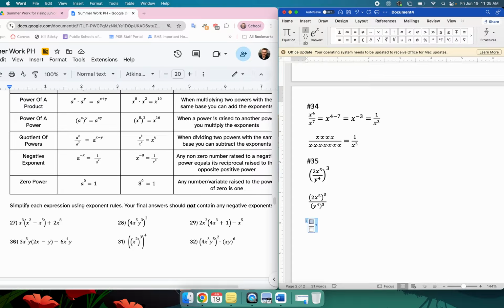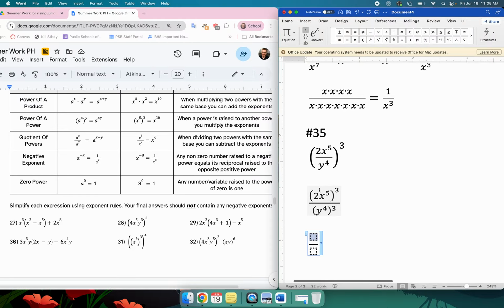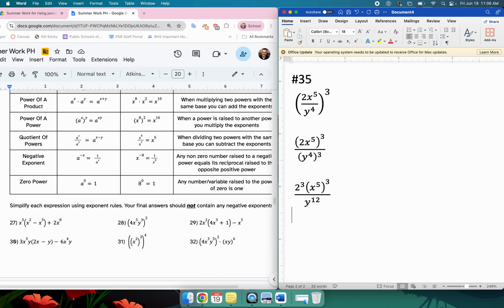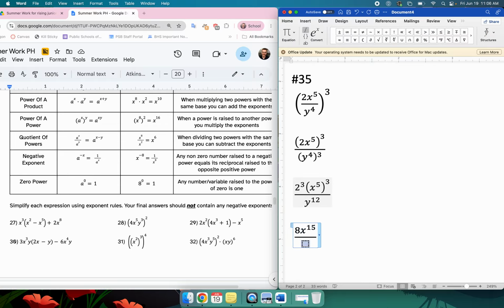Now, in that numerator, I have several things being multiplied, 2 and x to the 5th, all cubed. You're going to cube both of those things. So it's 2 cubed, x to the 5th cubed. The denominator is a simpler situation. You have a power of a power. In that situation, you multiply. That's y to the 12th. In the numerator, 2 to the 3rd is 8, and then x to the 5th to the 3rd, you multiply those exponents. That's x to the 15th. So 8x to the 15th over y to the 12th, and that's our answer.